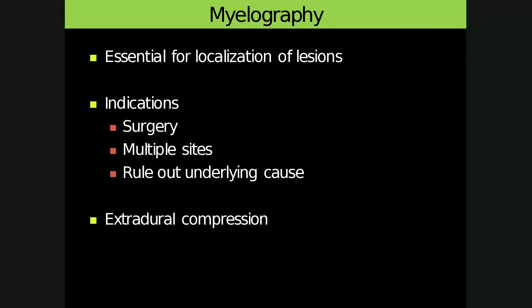Myelography is essential to localize lesions. Its indications are for surgery. We need to know where the lesion is so the surgeon knows where to cut. Multiple sites of disc extrusion may occur, and we need to know which one is most severe, so which one is the site that needs to be operated. We need to rule out underlying causes. This might be intervertebral disc disease, there might be a bony malformation, there might be a tumor, and extradural compression is the most common type of compression that we see with intervertebral disc disease.